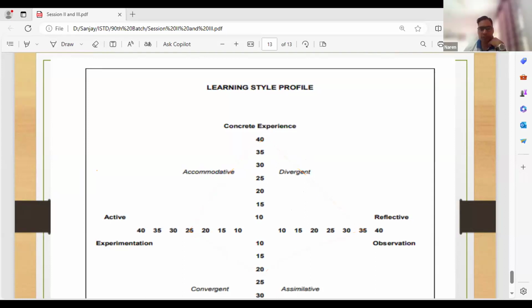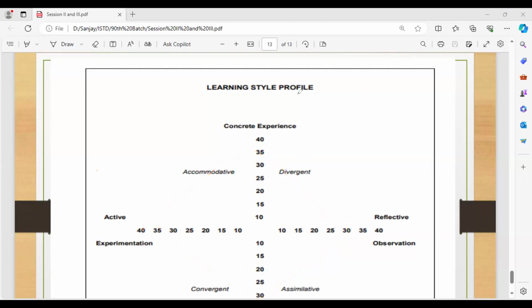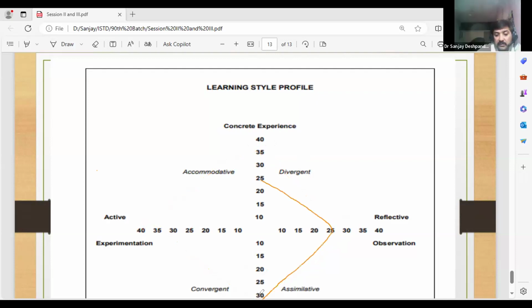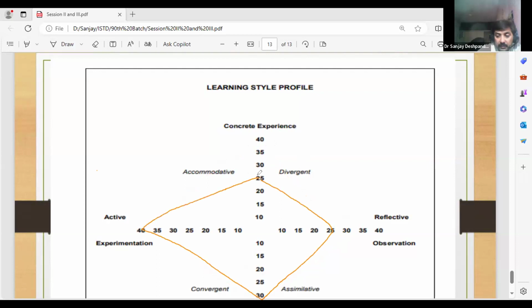Sir, can you repeat the marking once again? Okay. Suppose you've got 35 here, 30 here, 25 here, and 40 here. Something like this. Yes, sir. Done. Getting it? So like this.